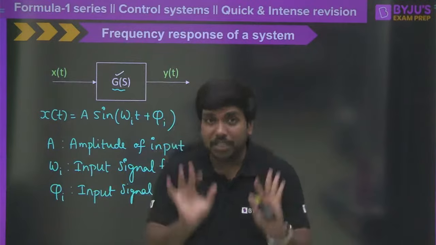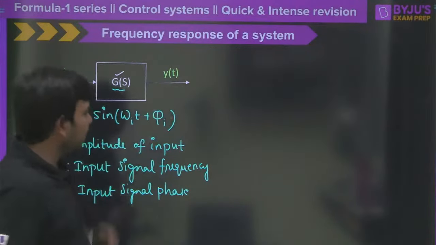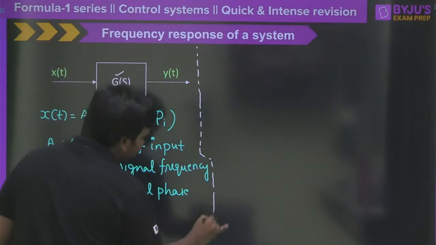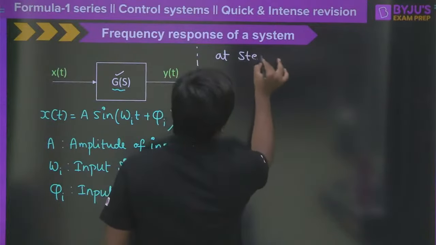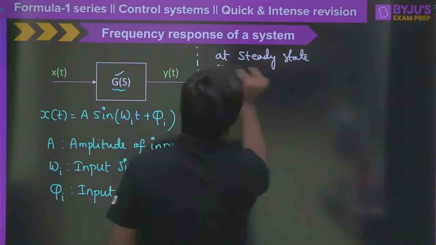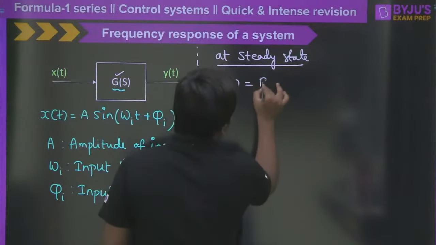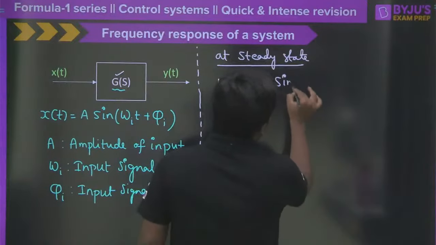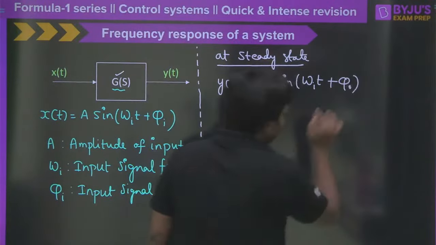But at steady state, you are going to have a transient behavior in the output, but we don't encourage the transient response, because when we apply the sinusoidal input, we are only interested in the steady state response. That means at steady state, irrespective of anything, the output y of t must again be a sinusoid, that is B into sine, again with the same frequency omega i into t, but the phase will be different. Clear? So the phase will be different.